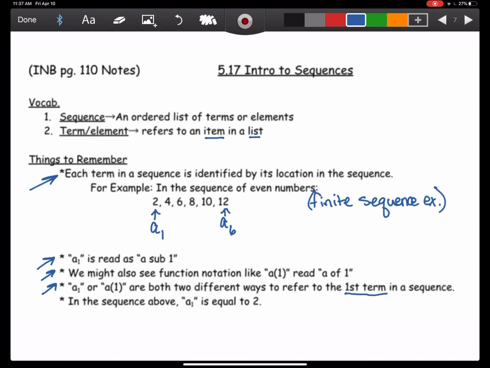And this fifth star says, in the sequence above, A sub 1 is equal to 2. Okay? That's because 2 is the first term in the sequence. A sub 1 is 2 because it's the first term in the sequence.